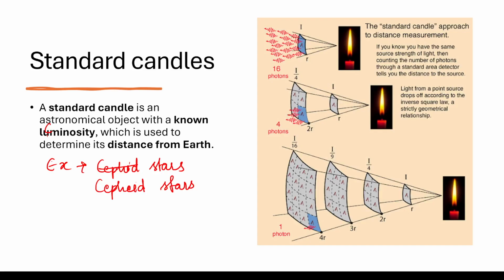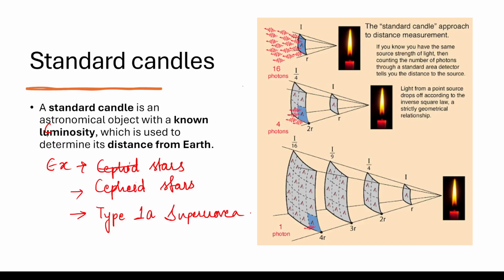What is a standard candle? It is an astronomical object with known luminosity and is used to find the distance from the Earth. You need to know one or two examples. One is Cepheid stars and one is type 1a supernova. So we know their luminosity and then we use it to calculate. Again, I've written the spelling wrong. And we use it to calculate the luminosity of something which is unknown to us.